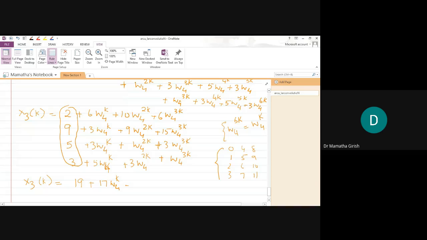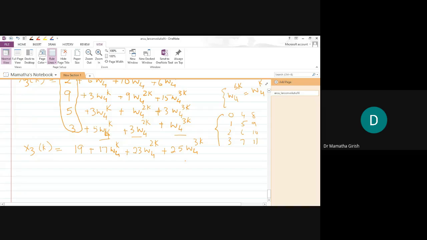If I'm right, if I'm wrong, let me know. 10 plus 9 is 19, plus 1 is 20, plus 3 is 23. So 23 W4 to the power of 2k. The last one: 15 plus 6 is 21, plus 2 is 24, plus 1 is 25. So 25 into W4 to the power of 3k. You must add the respective terms for each power of W4 to the power of k. Is it clear, students? Any doubt?